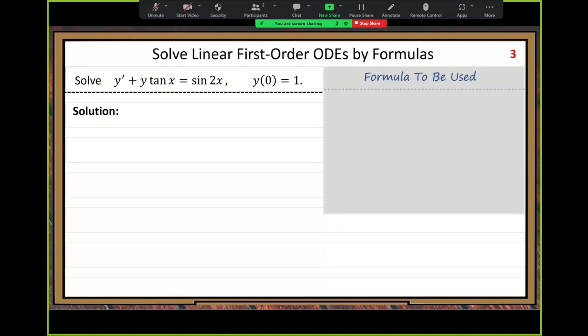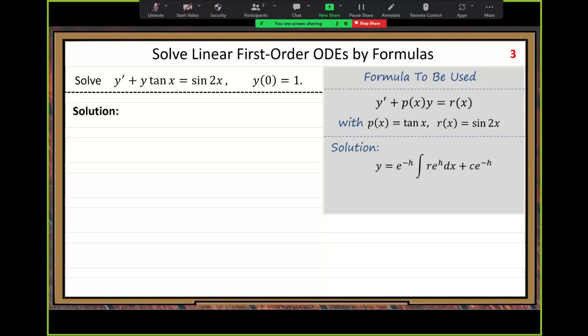Solution. Formula to be used. y prime, so that's the general form. I just put it there for comparison, because our formula we write in the general form. Here, P of x equals tangent x, R of x equals sine of 2x. So the solution formula from the previous slide, y equals this expression, but for h, we need to find its formula, the integral, first.